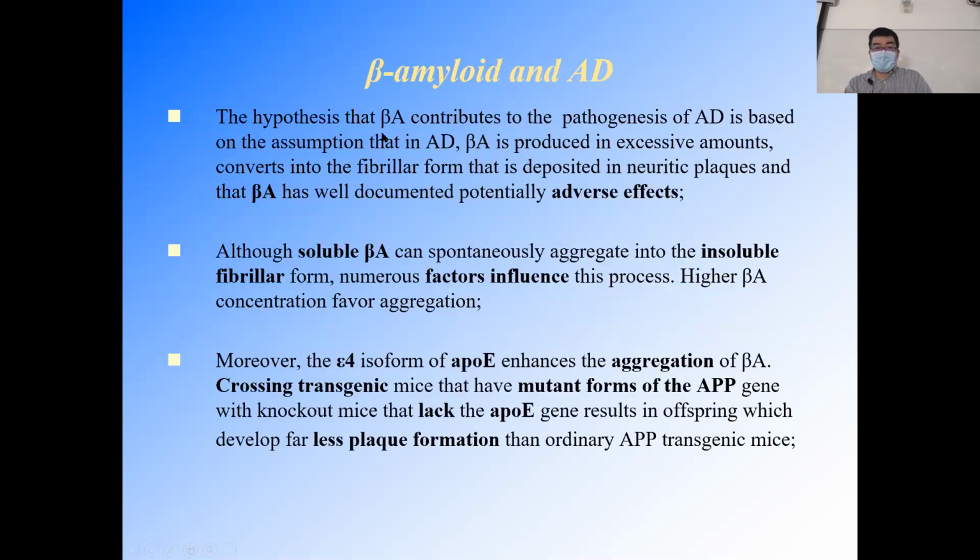So the hypothesis that beta amyloid contributes to the pathogenesis of AD is based on the assumption that the beta amyloid is produced in excess, then will deposit, and then they will aggregate and form fibrillar plaques. Okay, and then the plaques will cause the neurons to die, and then progressively, after the neurons die, that will affect the functions of the memory, and at a later stage actually destroy all the memories. Okay.